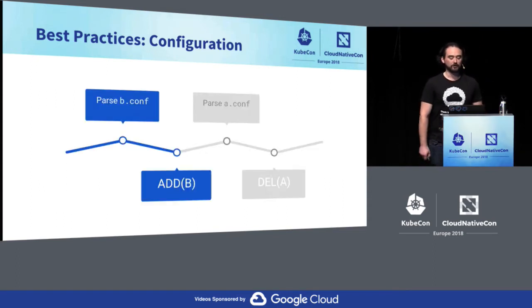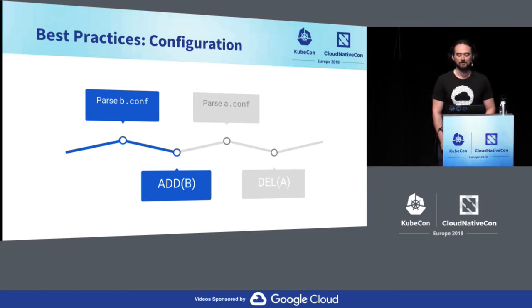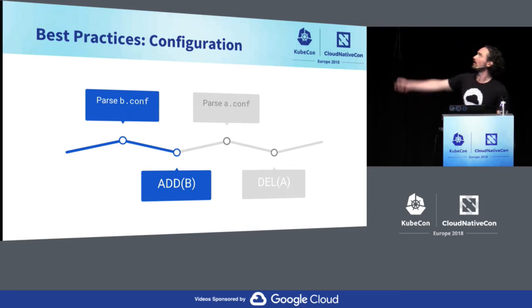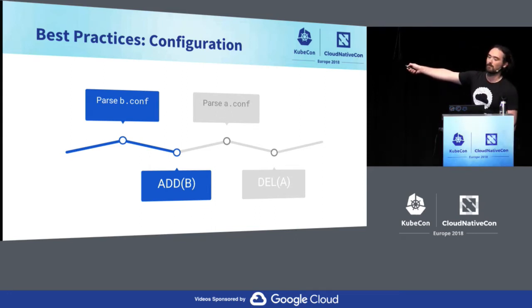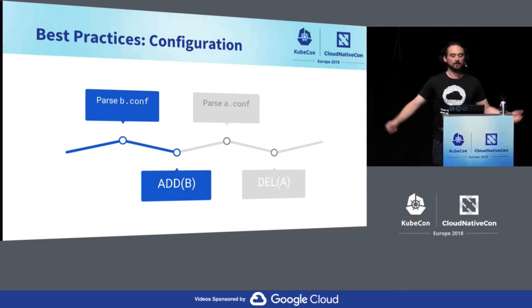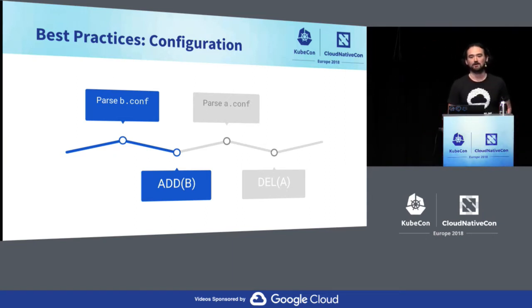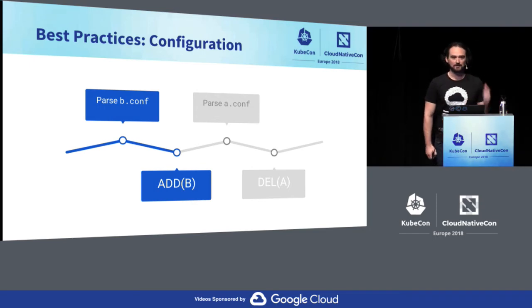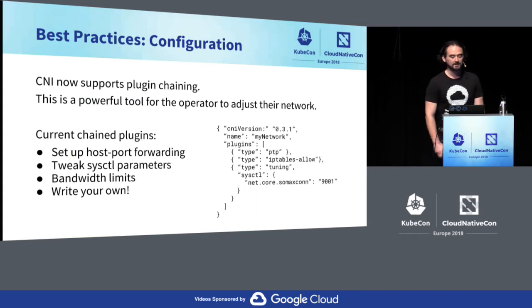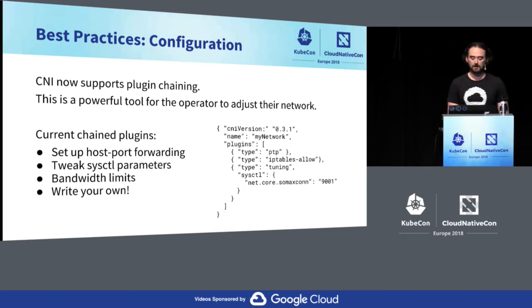Comes at a bit of a cost, though, which is if you accidentally write 2 CNI configuration files to disk, you may get yourself into a bit of a race condition where you parse b.conf, add a pod onto the B network, then you drop in a.conf, and you try and delete the same pod in the A network, and it goes, huh? So first best practice, only write 1 to disk. This has caused production outages. Don't do it.